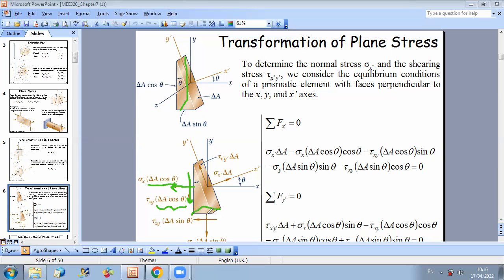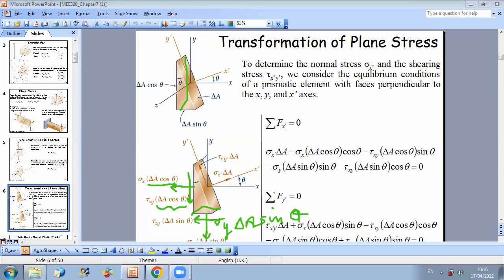You have the normal force, which will be sigma y times delta A sine theta, while the shear force will be tau xy delta A sine theta.